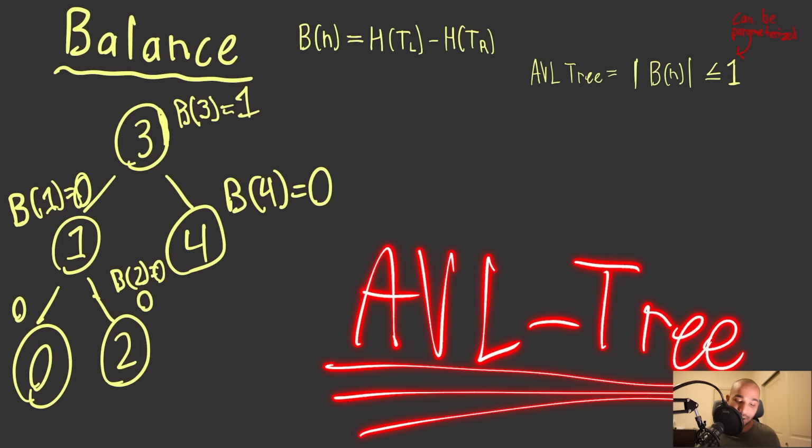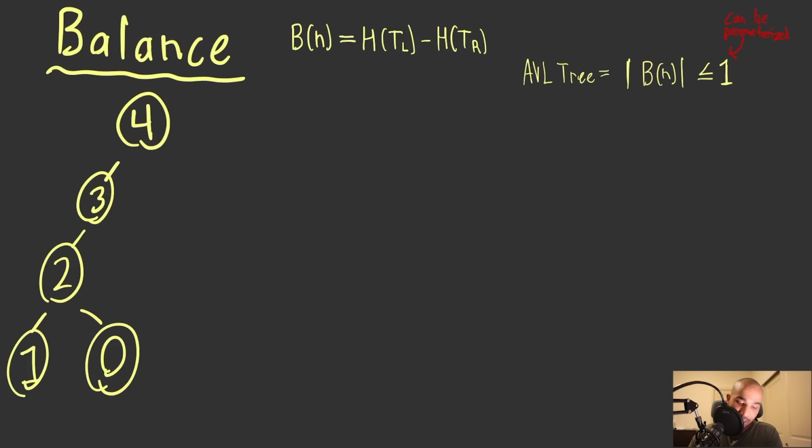Now let's look at a tree that might not adhere to this property. So let's look at this tree. Okay, so we have a tree right here. Let's start at the 4 and let's find the balance of 4.